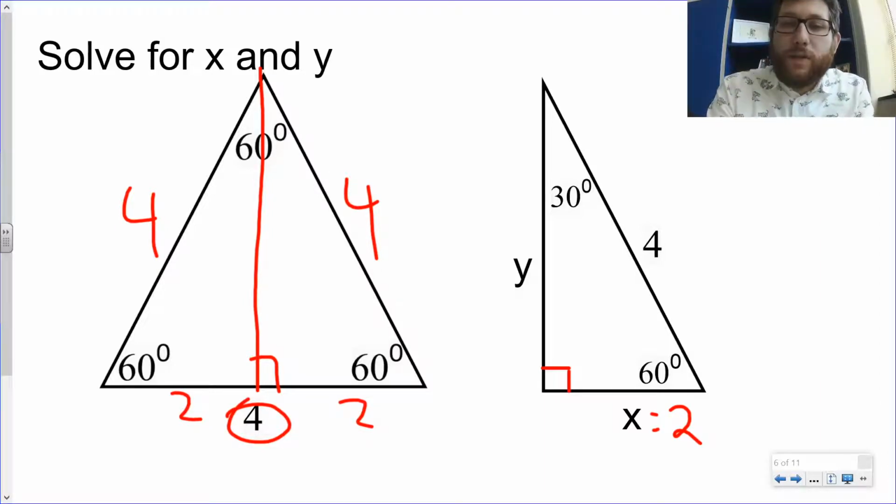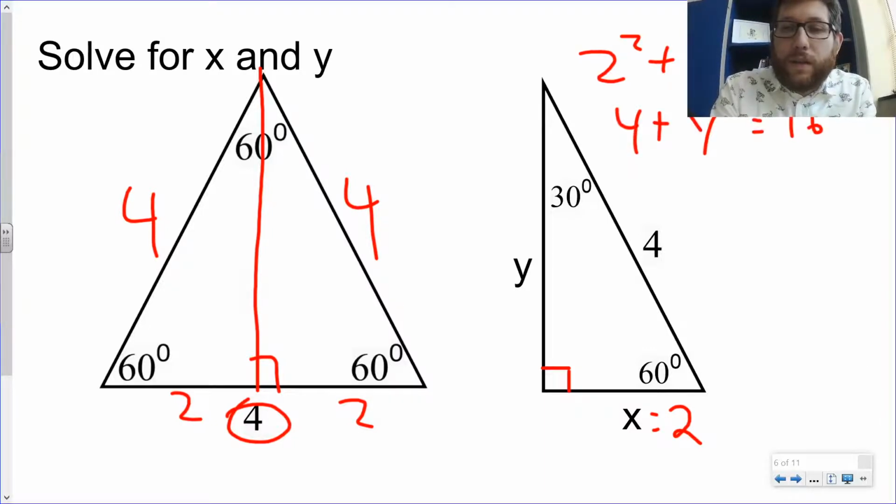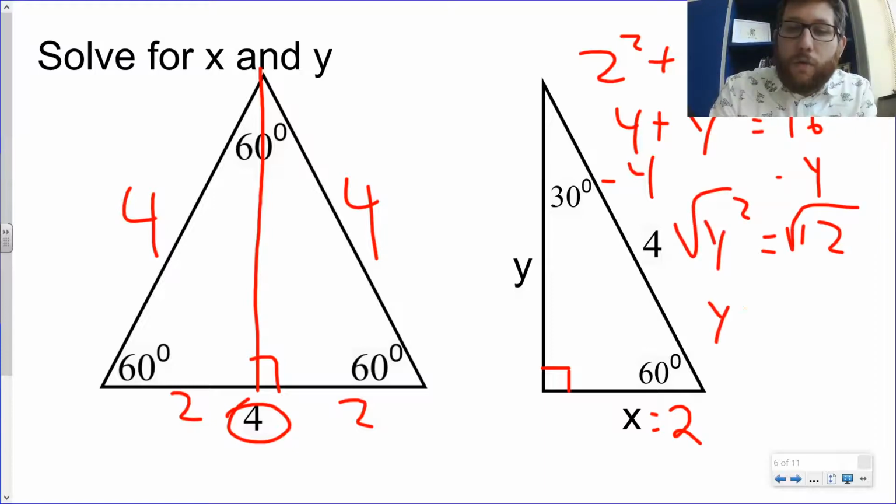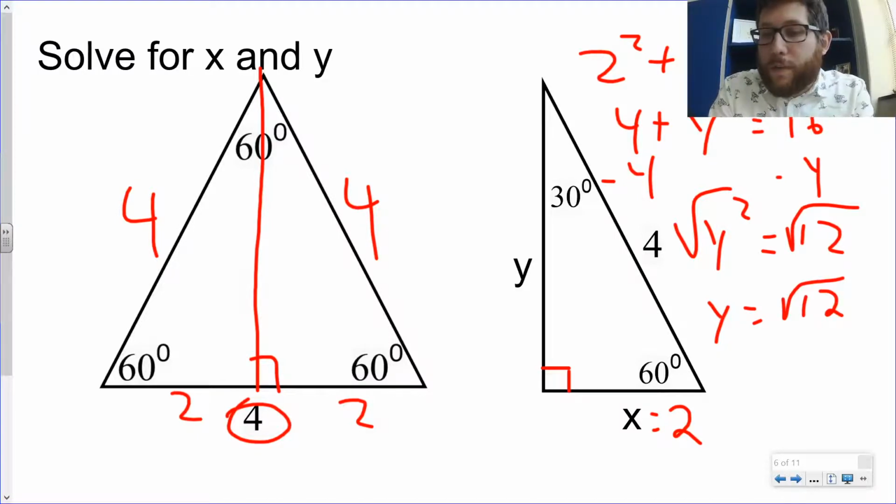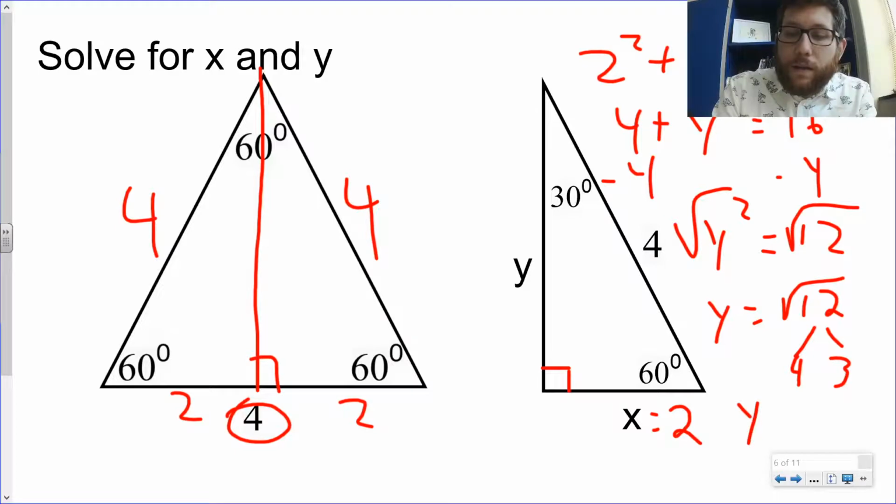Okay, so let's plug this in. 2 squared plus y squared is equal to 4 squared. So you get 4 plus y squared is equal to 16. I'm going to subtract 4 on both sides. y squared is equal to 12, right? Take the square root of both sides. y is equal to root 12. And then let's break root 12 up. I actually can pull out a 4, right? A 4 and a 3, and I end up with y is equal to 2 root 3, okay?